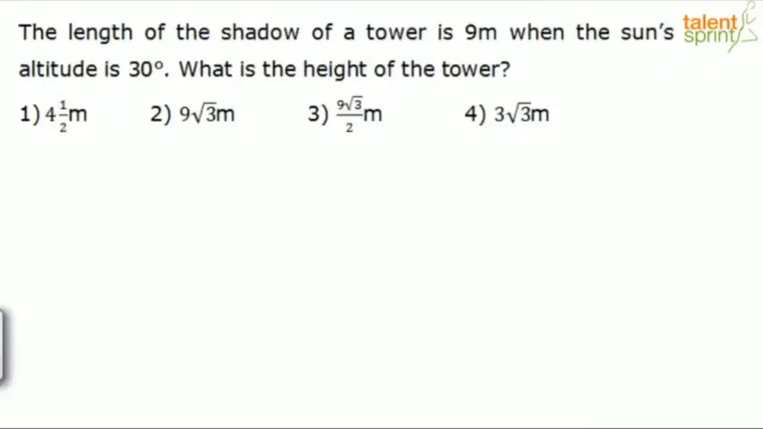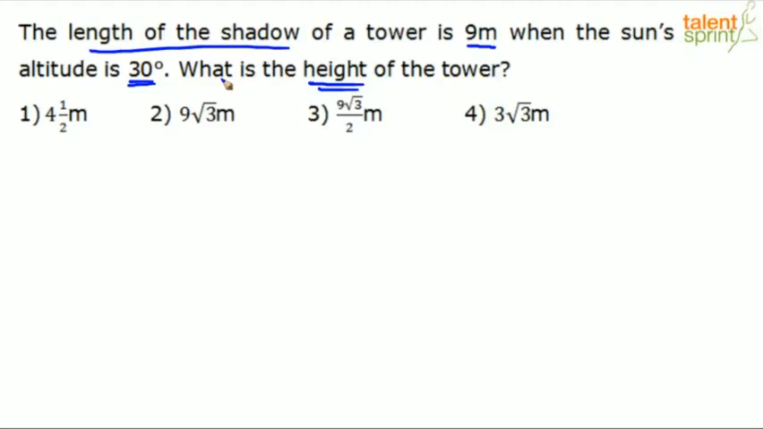Next one. This is from heights and distances. The question says the length of the shadow of a tower is 9 meters when the sun's altitude is 30 degrees. What is the height of the tower? This 9 meters is not the length of the tower. It is the length of the shadow of a tower when the sun's altitude is 30 degrees.